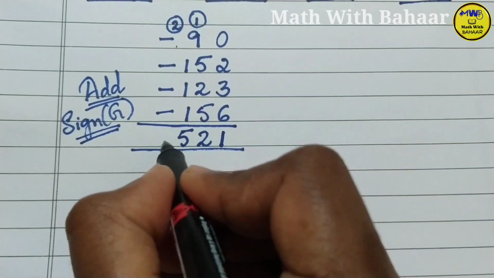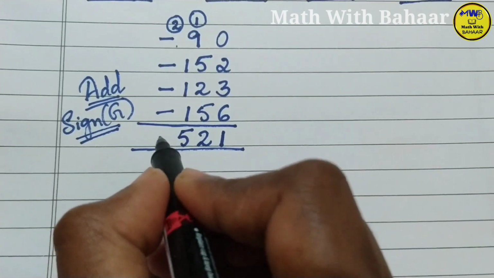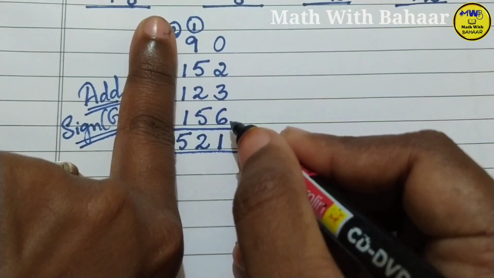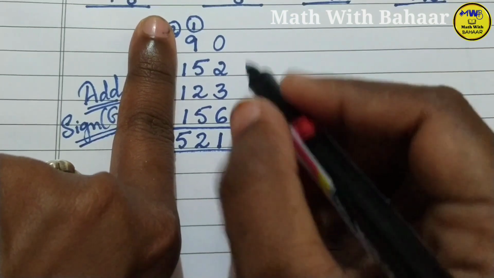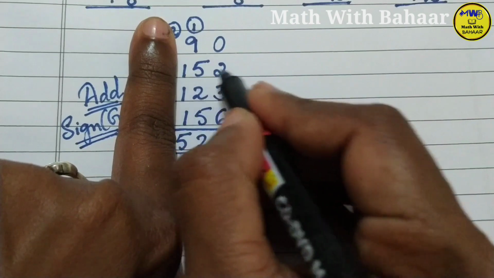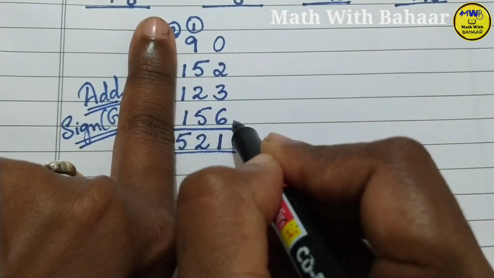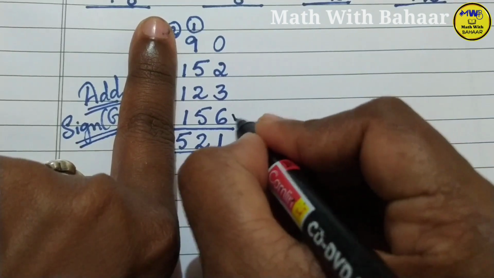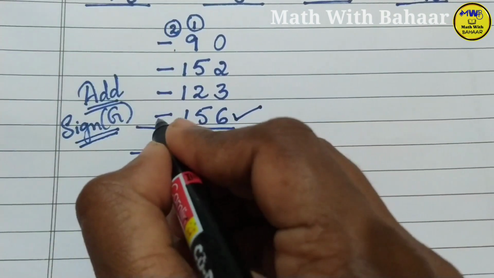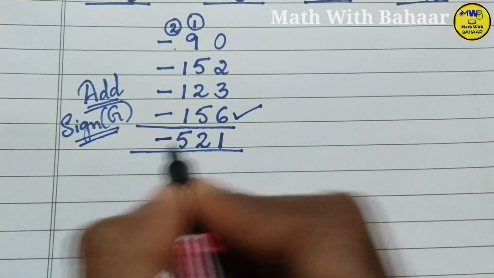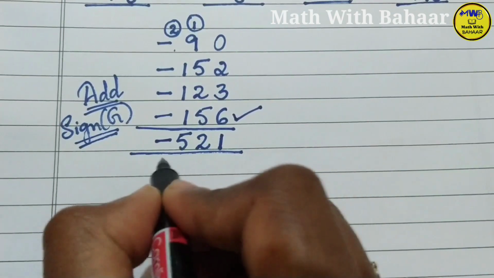But this is not yet completed because we have to put the sign also here. For that, let us cover up the signs or hide the signs and check out which number is the greatest among all these. So 90, 152, 123 or 156. Which is greatest? Yes, it is 156. So check the sign which is along with that. It is minus sign. So here it doesn't matter whether you're going to put the sign by checking the greatest numbers.